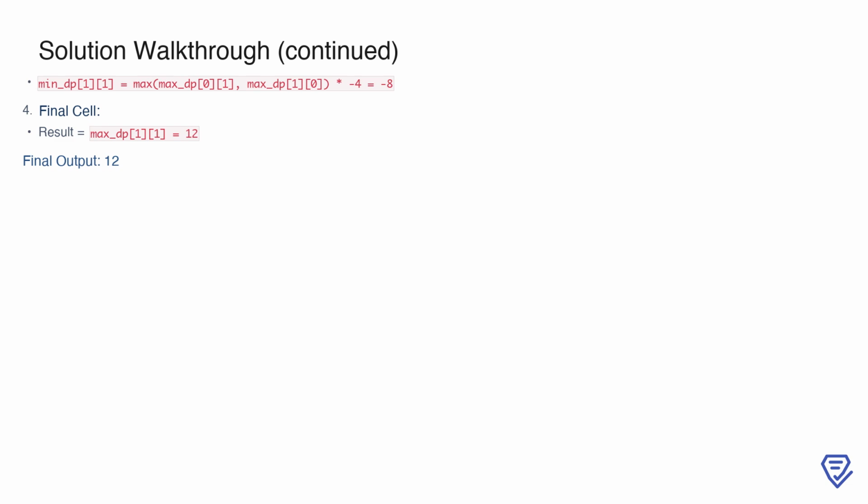With the rest of the grid filled using this approach, we find that the maximum product at the bottom right corner is 12. Since there are no additional modulo constraints in this example, the final output is simply 12. This demonstrates how the algorithm handles grids with all negative values effectively, leveraging the sign flip caused by multiplication with negative numbers to ensure the correct maximum product is computed.